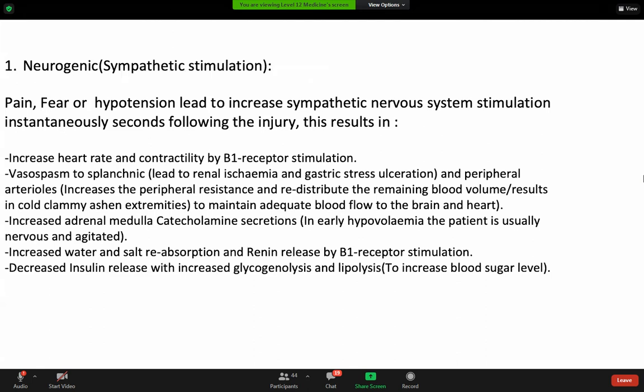Neurogenic phase, which is sympathetic stimulation. Pain, fear, hypotension, all of these lead to increase in the sympathetic nervous system stimulation. Which will result in what? Increased heart rate, vasospasm, and vasoconstriction, which all will increase the blood pressure and the volume.